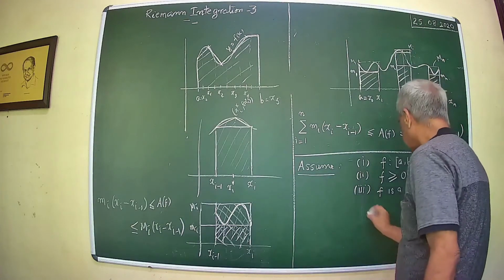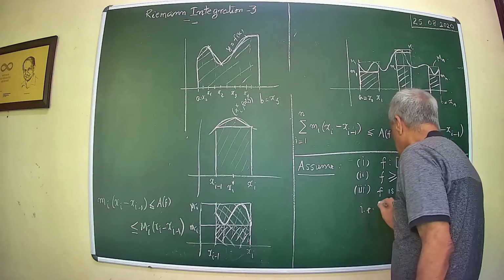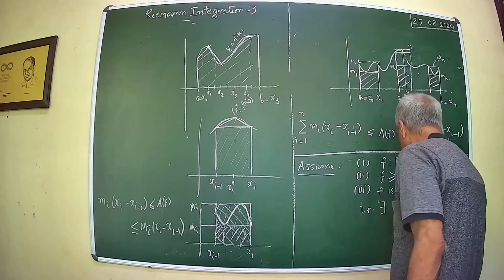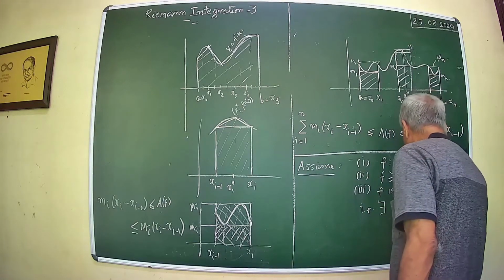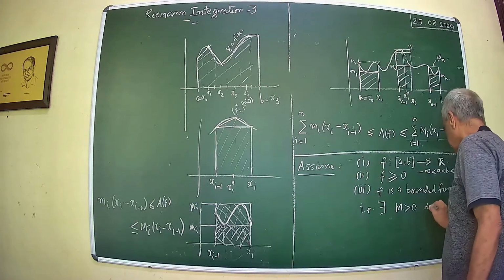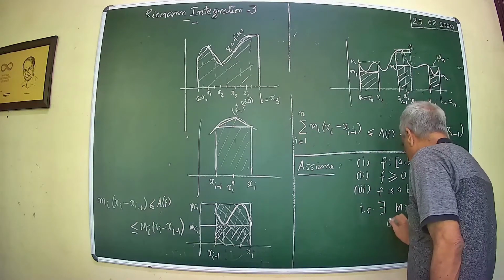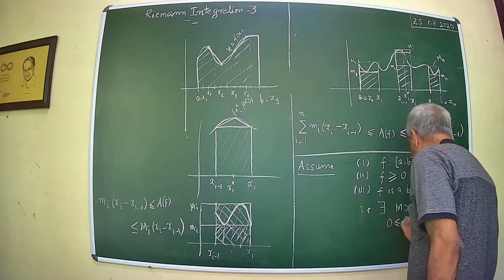What does it mean? That is, there exists a positive M such that 0 is less than or equal to f of x.